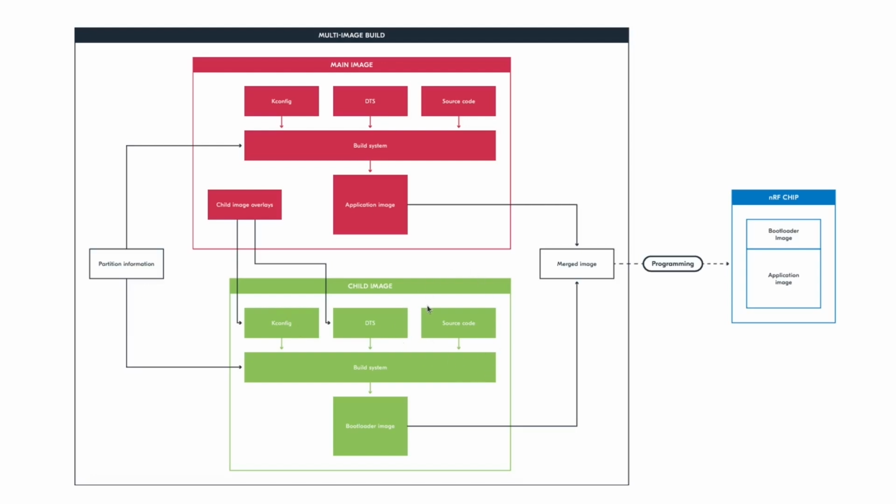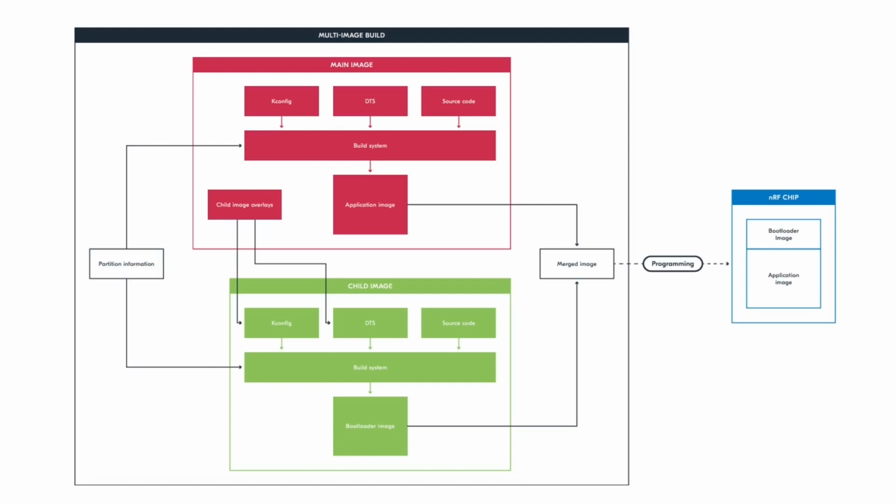And then together, the build system of the multi-image build will automatically merge the images for you, so that you get a merged.hex that can be used to program the images, so that you know it's correct and you don't need to make sure of this. You just get the file and you know that the merged hex file is what you want to program to your device.